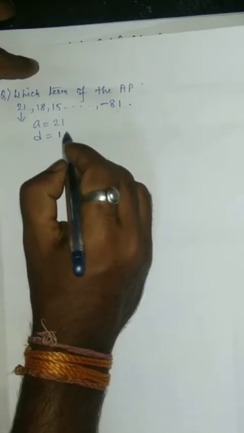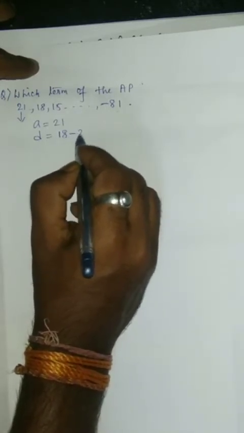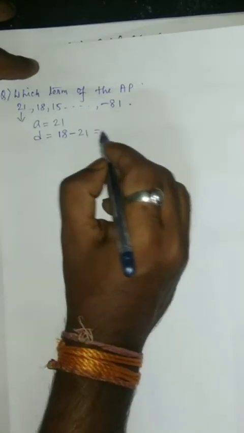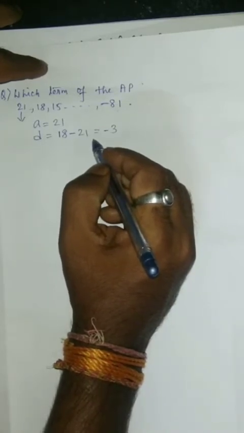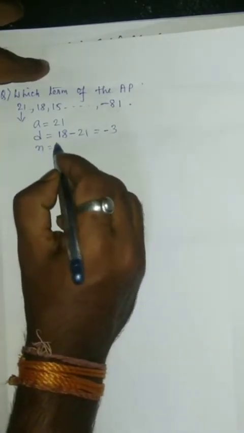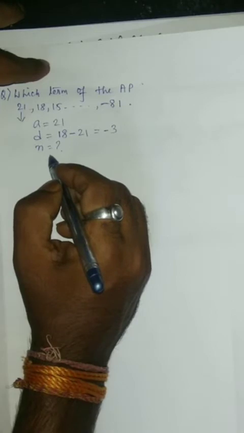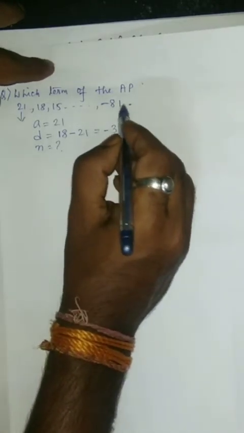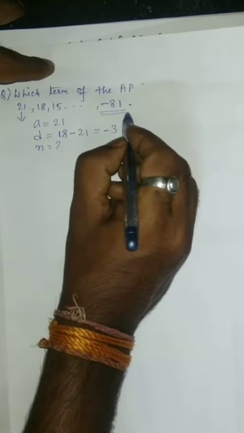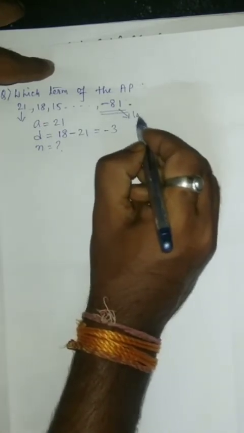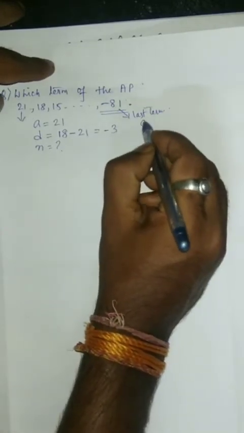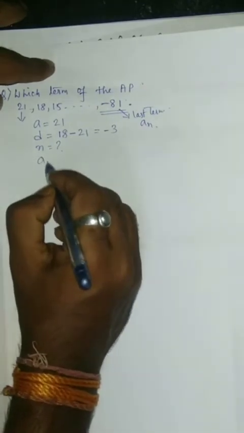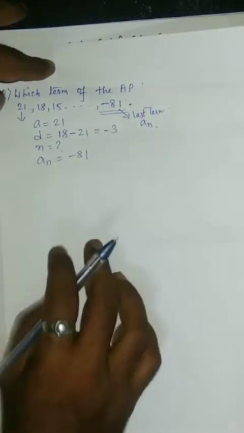So second term is 18 and first term is 21. If we subtract, how much do we get? -3. Okay student, but here we have to find the value of n. We have to find n. And one more thing, the AP series ends here, so we can call this the last term. We know our last term is denoted by an, so our an is equal to -81. Correct student?